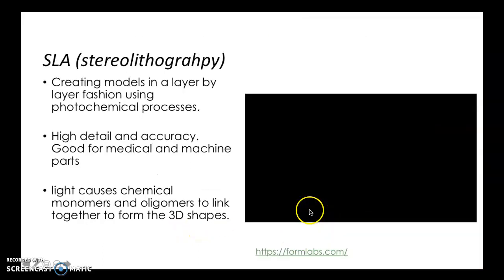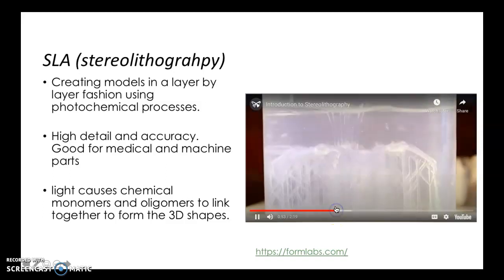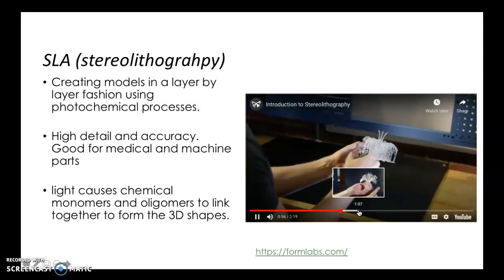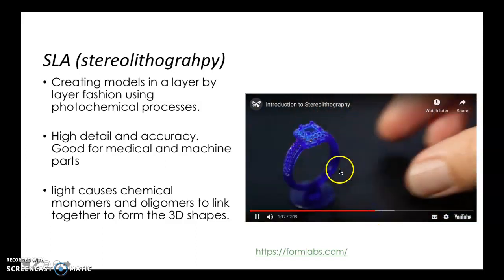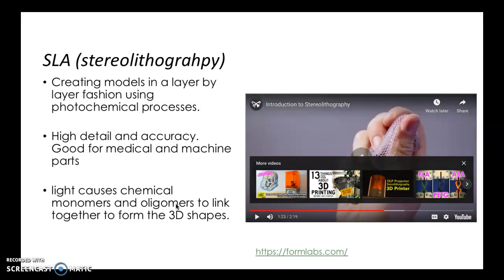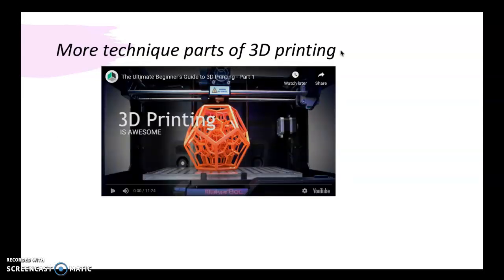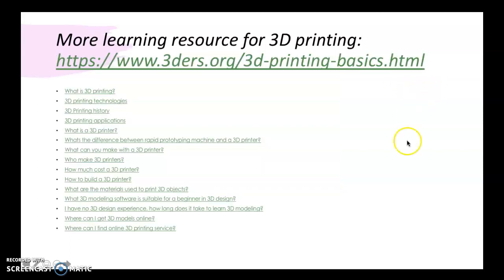The last type is SLA, which is for high detail and accuracy, and is particularly good for medical and machine parts. It uses castable resin and a chemical reaction to form the shape. There is more technology behind it that you can find here. I'm not going to play this, but I'll let you look at it for more material to learn.